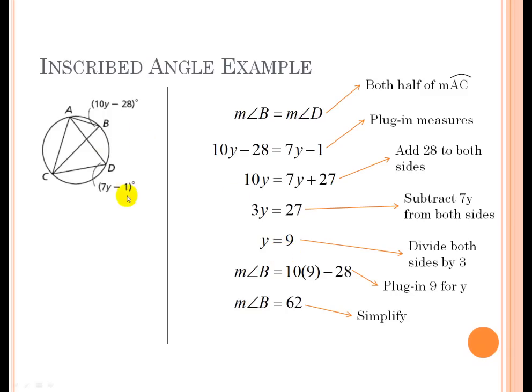Plug that back in for either of the angles. So angle B, 10 times 9 is 90, minus 28 gives me 62. So angle B is 62 degrees. Angle D is also 62 degrees, which means arc AC should be twice that. So if B is 62, AC should be 124, which is just twice of 62. 2 times 62 is 124.